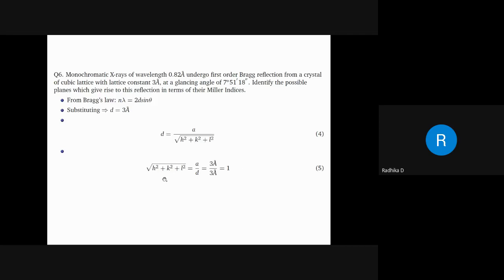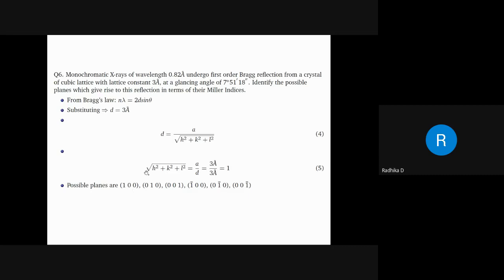Then what are the values of HKL which can give me 1? That is the question. So if I take H1 and K0, L0, square root of 1 square plus 0 square plus 0 square is 1. Square root of 0 square plus 1 square plus 0 square is also 1. Square root of 0 square plus 0 square plus 1 square is also 1. What about negative? You can even do negative. Square root of negative 1 the whole square plus 0 square plus 0 square is also 1, and likewise for the other two. That means these are the different planes or different HKL values which are possible.